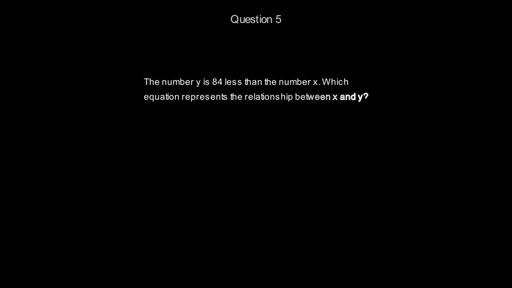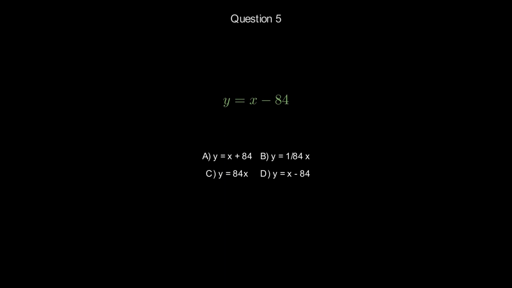Moving on to question 5. We are given a variable statement: the number y is 84 less than the number x, and we need to choose the matching equation. Let's translate this word by word into algebra. The number y is translates directly to y equals. Then 84 less than x means we start with x and subtract 84 from it. Putting it all together, we get the equation y equals x minus 84. Looking at the choices, this corresponds perfectly to option D, which is our correct answer.